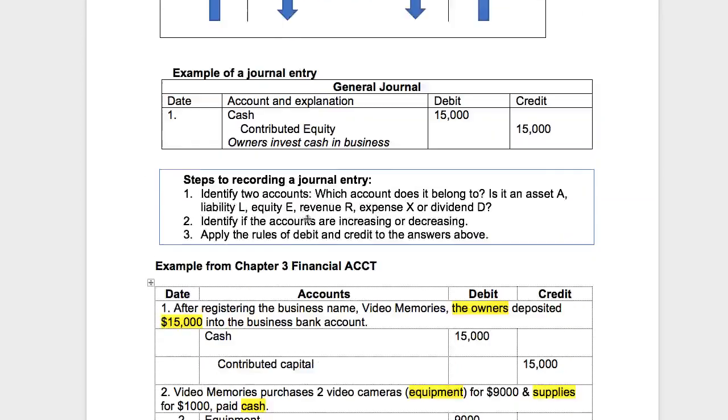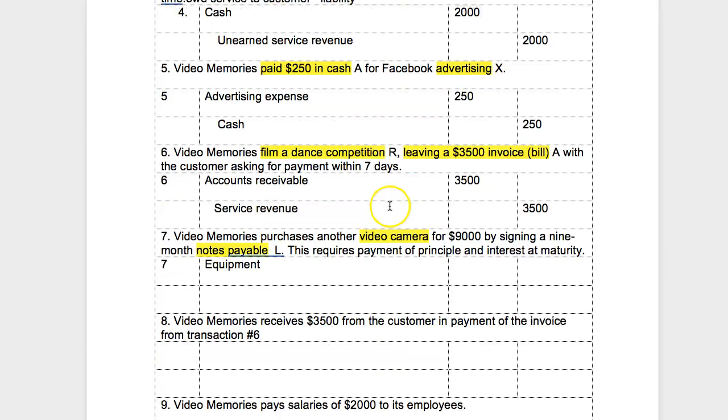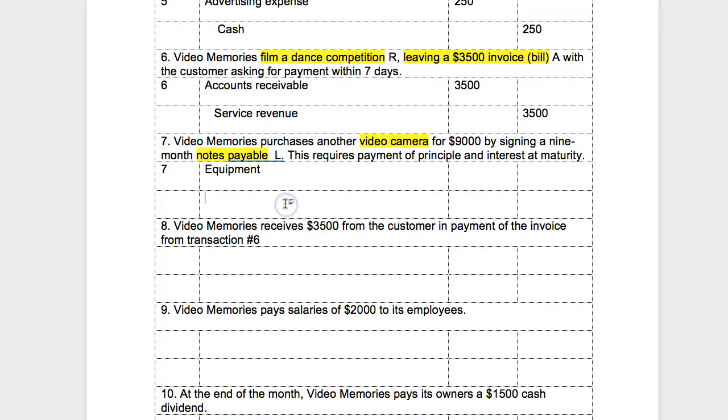So let's have a look up here at liability. Every time you owe more money, it means your liabilities are increasing, and this will be a credit for the business. And I'll record that credit and I'll write notes payable here. Don't forget to write the debit number and the credit amount as well.